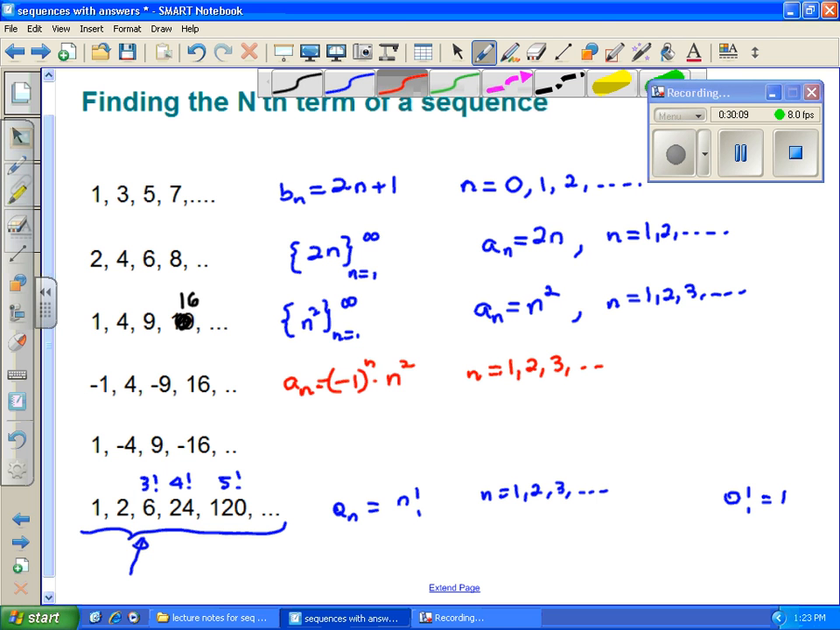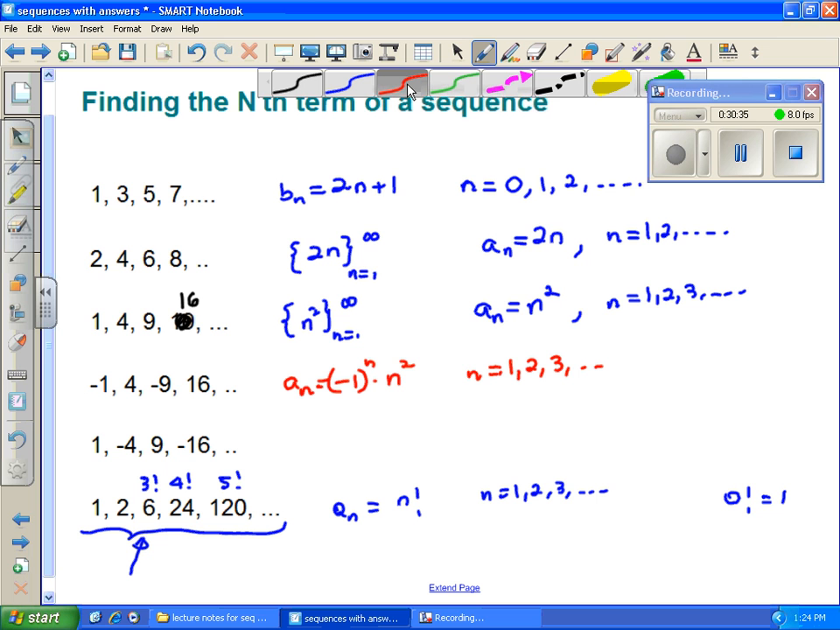Okay, so if n is 1, is it going to be positive or negative? Negative, right? And 1 squared is 1, so you have your negative 1. If n is 2, negative 1 to the second power is positive, and 2 squared is 4, so we have plus 4, right? So it looks like this is going to work. So when you have negatives alternating, again, think of negative 1 to the n or negative 1 to the n plus 1. Like this next one.